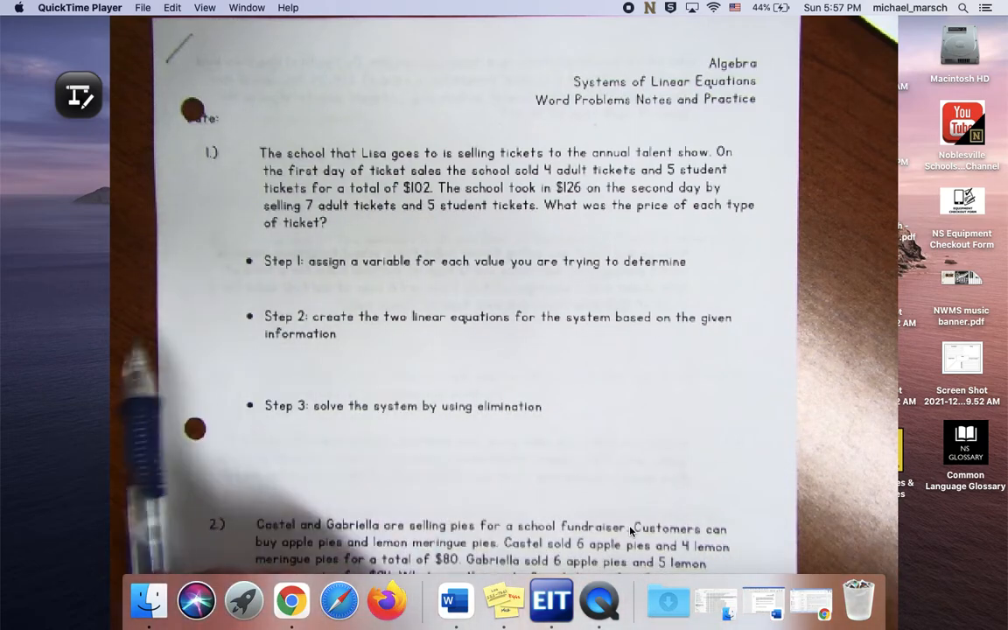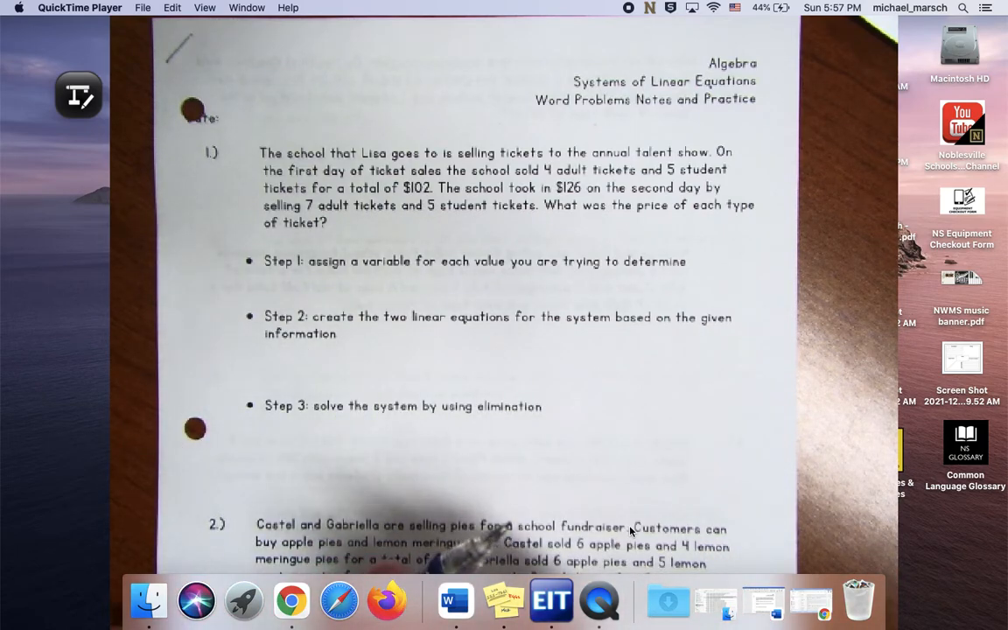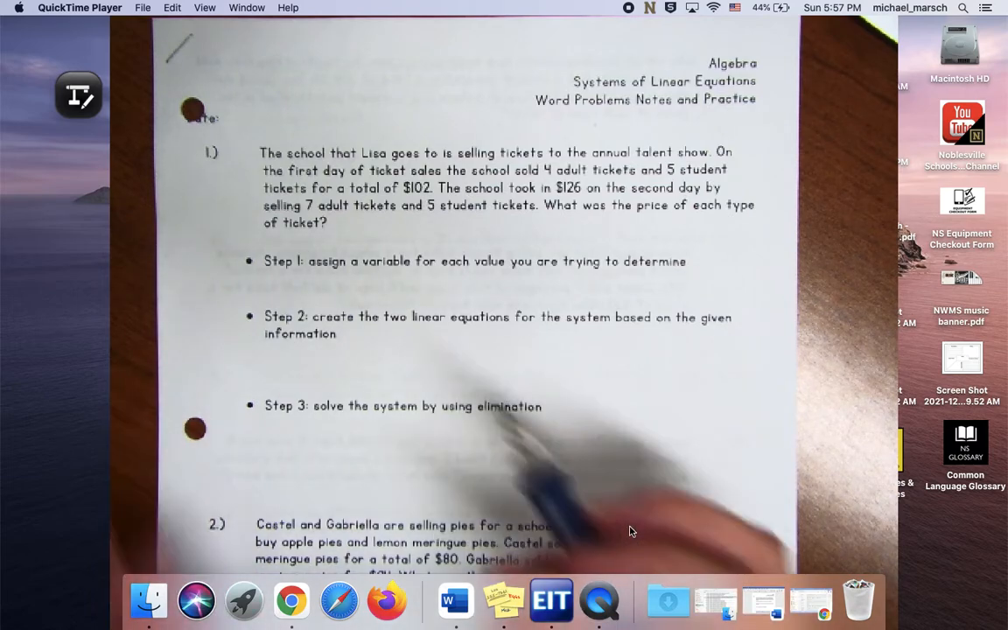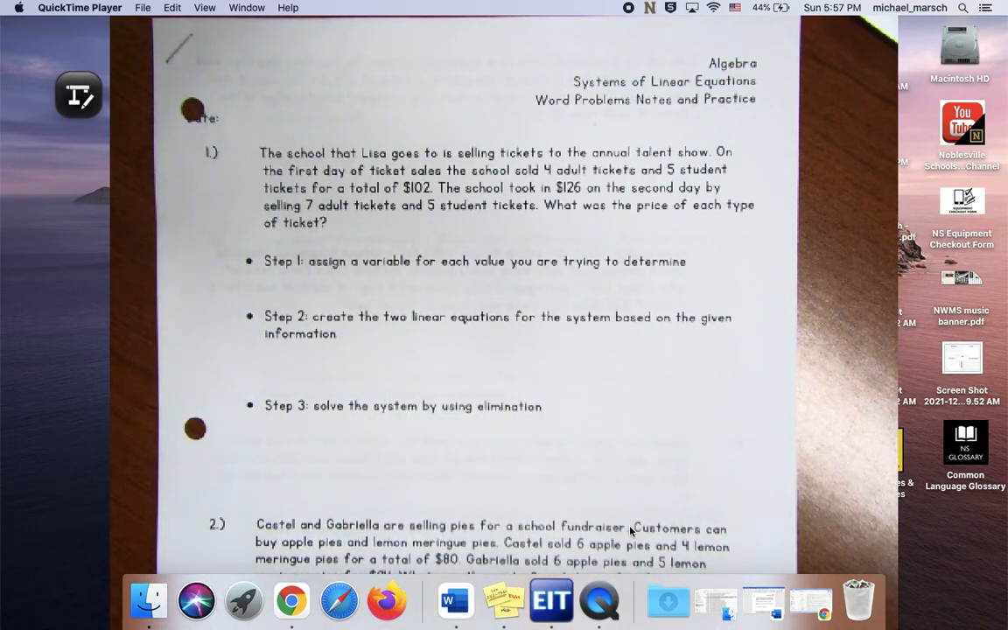So here we go. The school that Lisa goes to is selling tickets to the annual talent show. On the first day of ticket sales, the school sold 4 adult tickets and 5 student tickets for a total of $102. On the second day, the school took in $126 by selling 7 adult tickets and 5 student tickets. What is the price of each type of ticket?